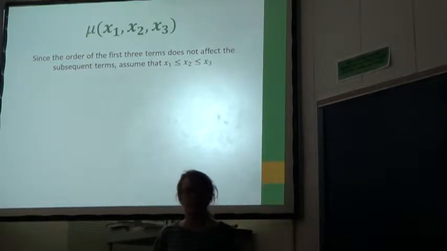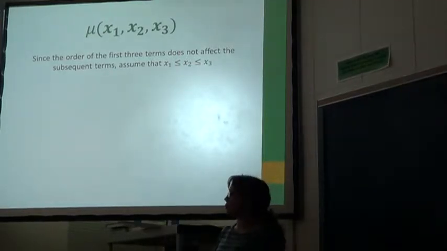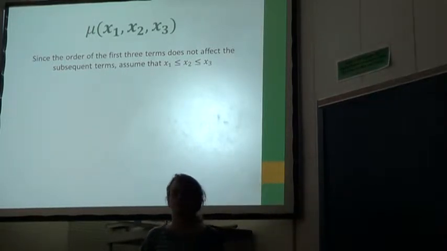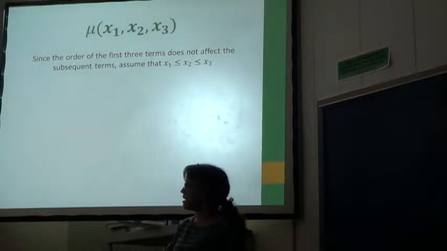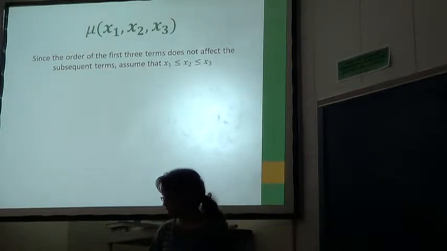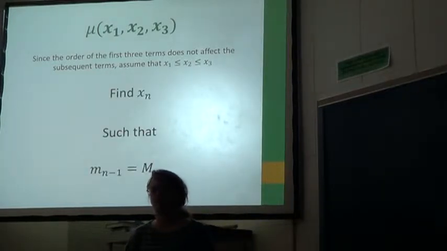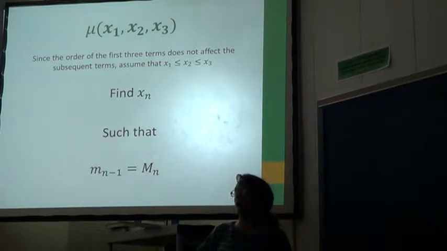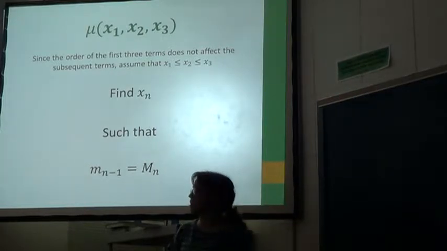So let's look at M&M sequences arbitrarily. The first 3 terms are x1, x2, and x3. We're going to name the sequence generated by x1, x2, and x3 mu of x1, x2, x3. Since the order of the first 3 terms doesn't affect the rest of the sequence, we assume they're listed in ascending order. To generate a sequence, we find x of n such that the median of n minus 1 is equal to the mean of n.